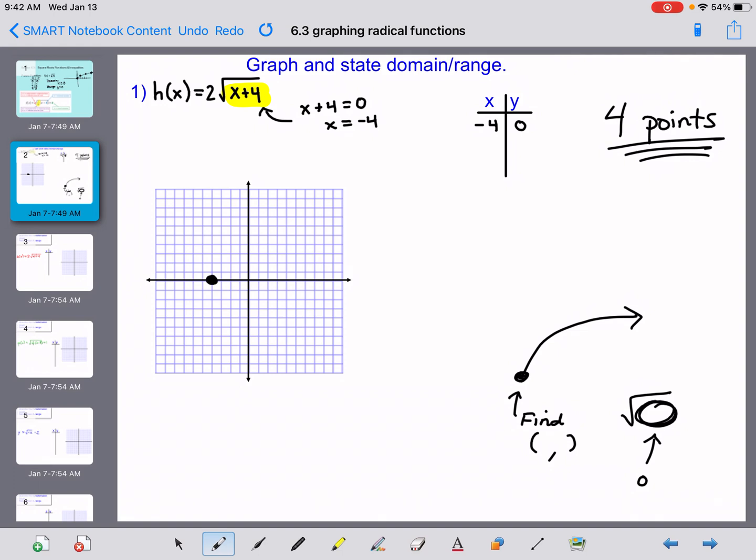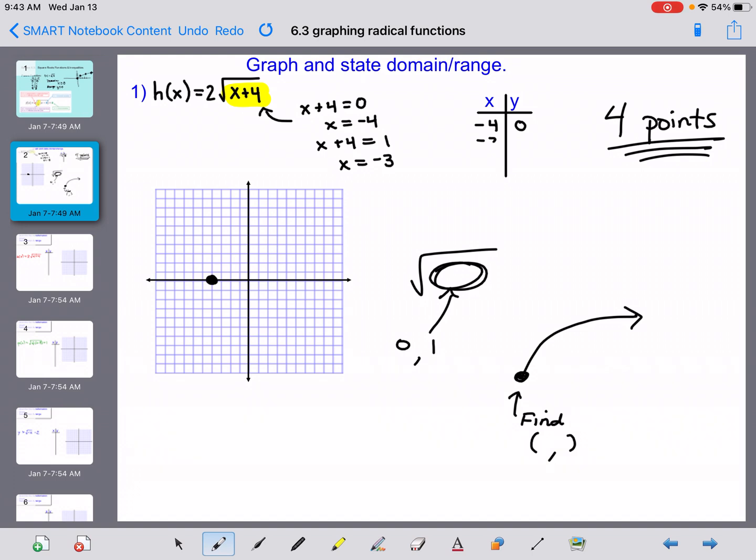Now, what's the next nice number we want to have underneath the radical, right? We don't want decimals. We want nice integers. So 0 was the first nice number under the radical. What's another nice number we would want to have underneath this position? It would be nice if we had the square root of 1. So I'm going to take the radical, and I want that radical to be 1. So what does that mean x would be? -3, right? So -3 plus 4 is 1. The square root of 1 is 1. 1 times 2 is 2.